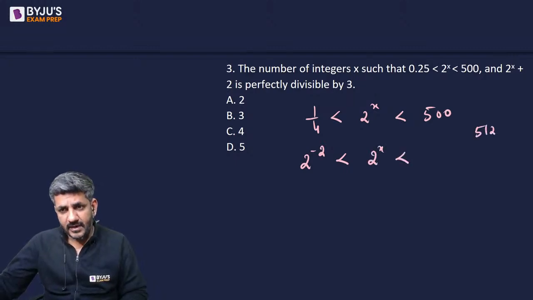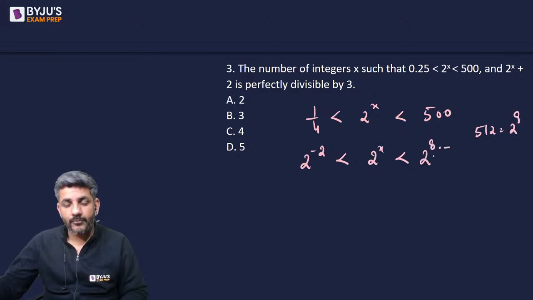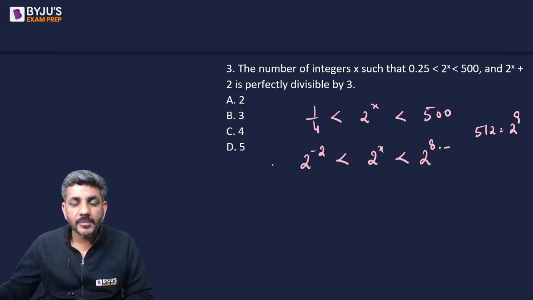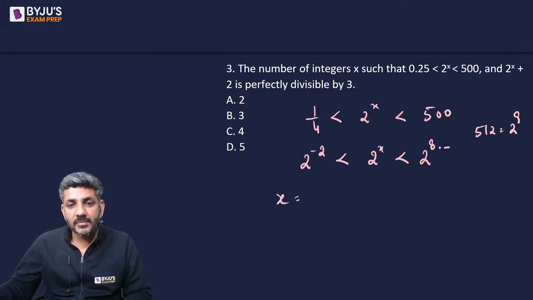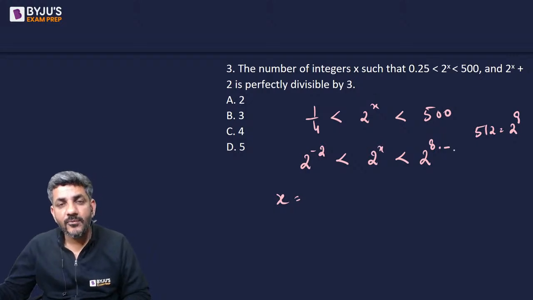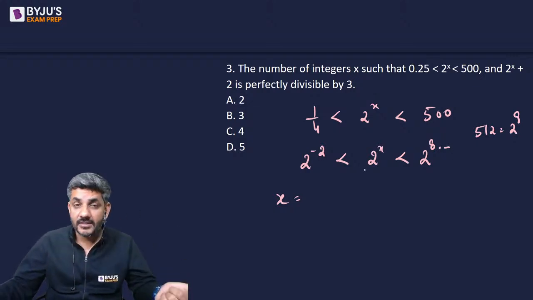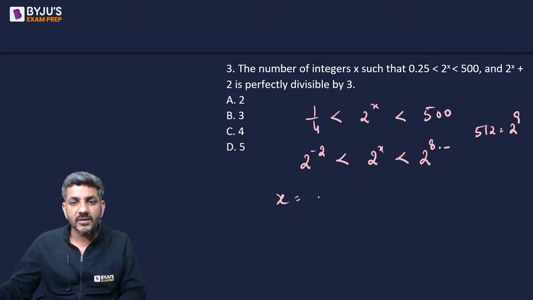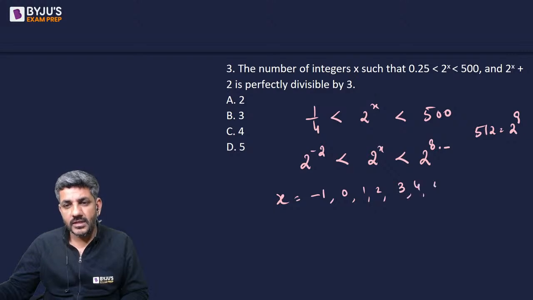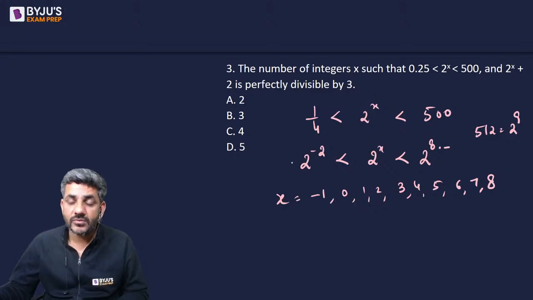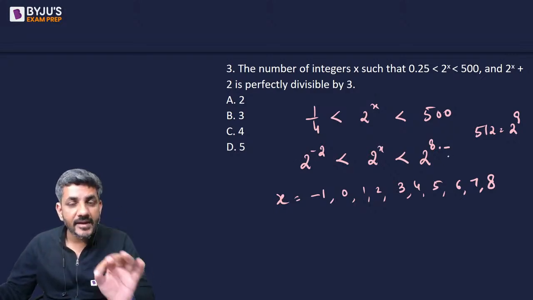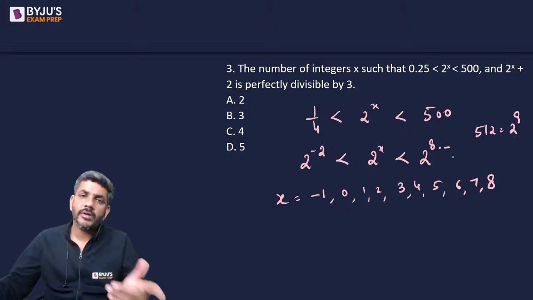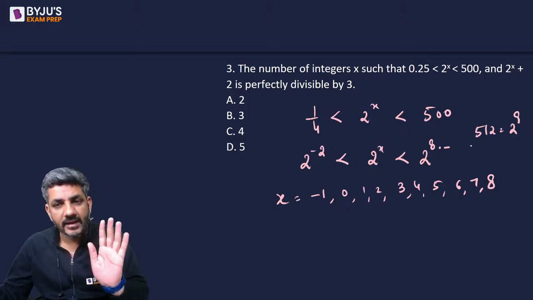I know that 512 is 2 to the power 9. So can I say 500 would be 2 to the power 8 point something? So can I say x must be lying between minus 2 and 8 point something, and between them, that means neither minus 2 nor 8 point something. Between them, what all integers can be there? Minus 1, 0, 1, 2, 3, 4, 5, 6, 7 and 8. I can't take minus 2 because it has to be greater than that, but I can take 8. Smaller than 8 point something, so I can take 8, but I cannot take 9.